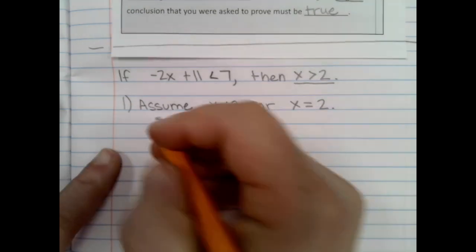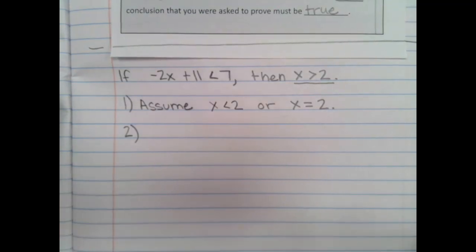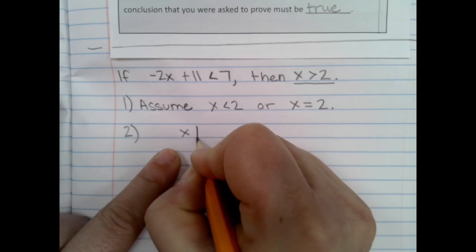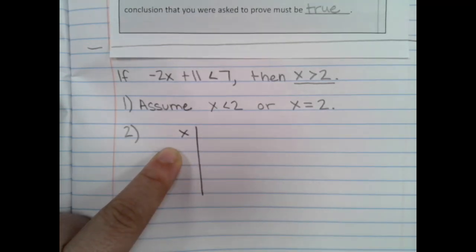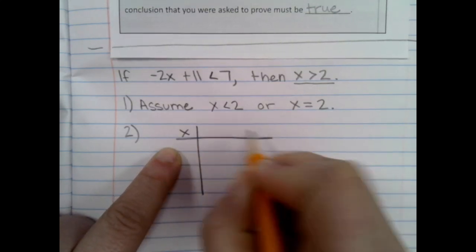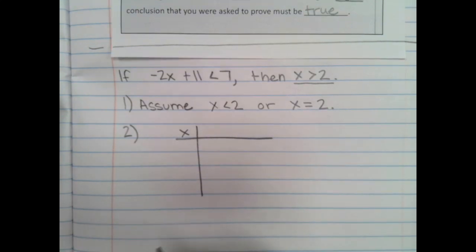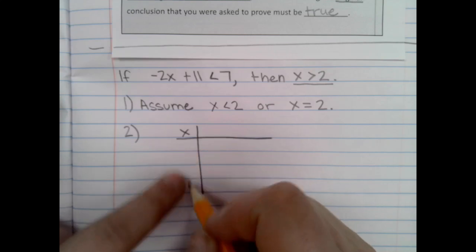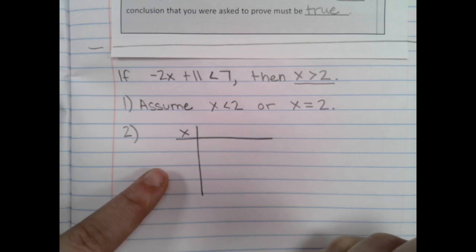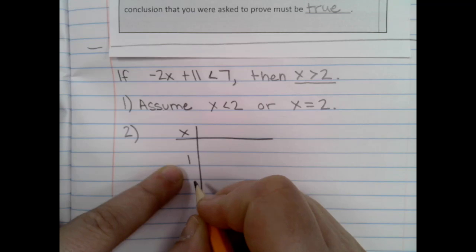So now we have to use some logic to show why this doesn't work. So I'm going to create a table with some x's. And when I do my table with x's, we said x has to be less than 2 or x has to be equal to 2. So what are some numbers that are less than 2? Ishmael, what's a number less than 2? Thank you. What's a number less than 2?